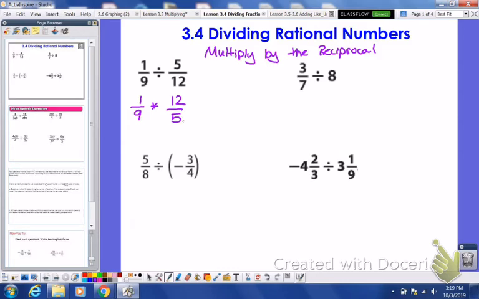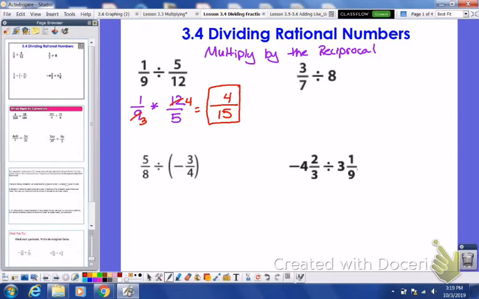And then just like when we were multiplying, I'm going to go ahead and simplify at the beginning. I see 9 is divisible by 3. 12 is divisible by 3. So then 1 times 4 gives us 4. 3 times 5 is 15. And as always, double check that we are in simplest form. 4/15 is simplest form. So there's our answer.